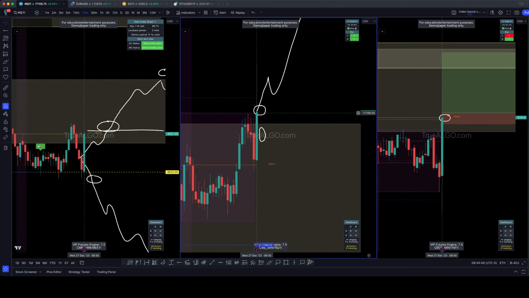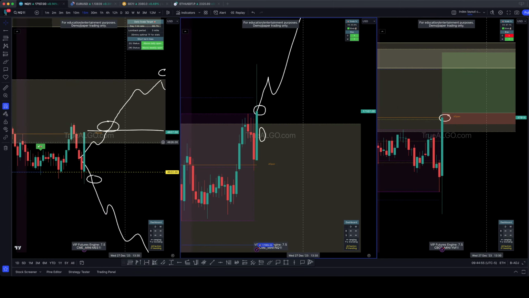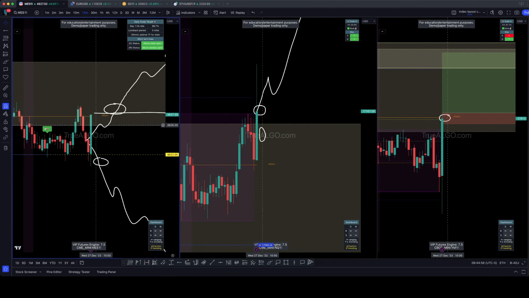NQ is now back above that target's entrance area. US 30 is as close as you can get to having that target reached. We are less than a minute from a close. If we get this close just above the opens on those 2, there's the close. It is on it, like literally to the tick.